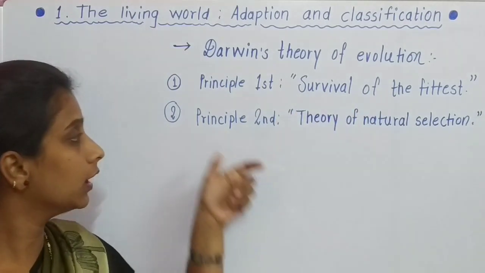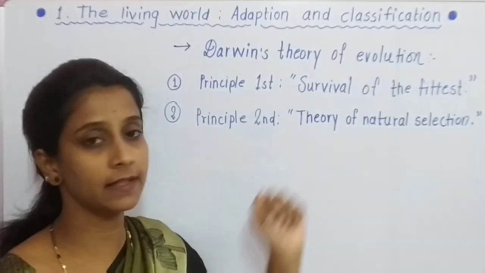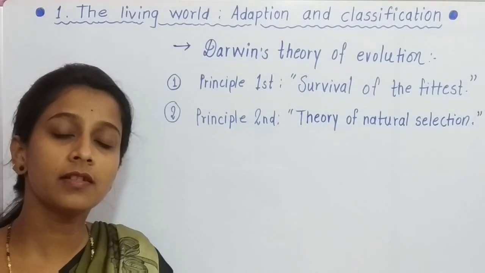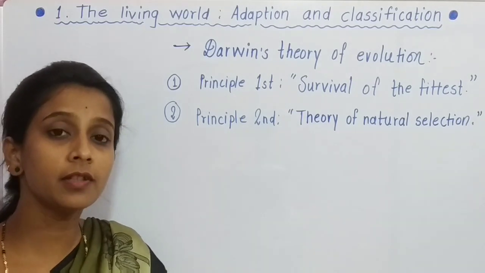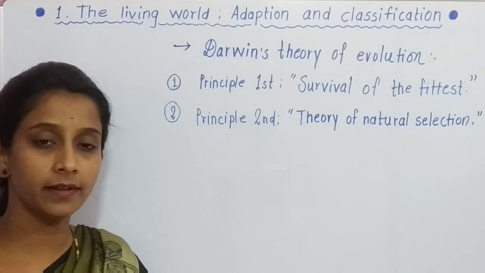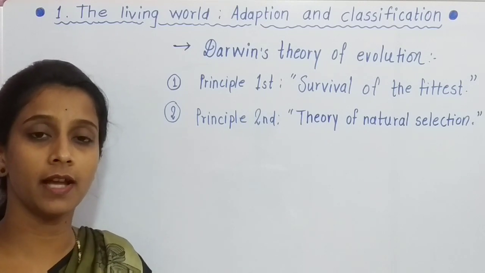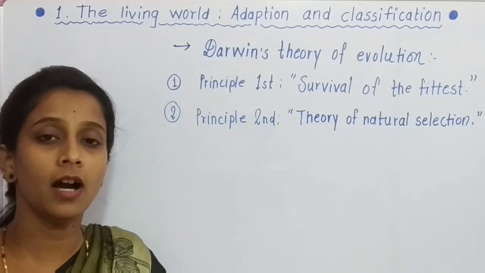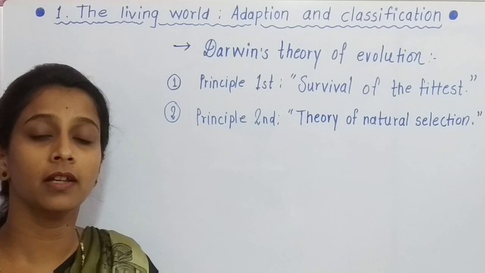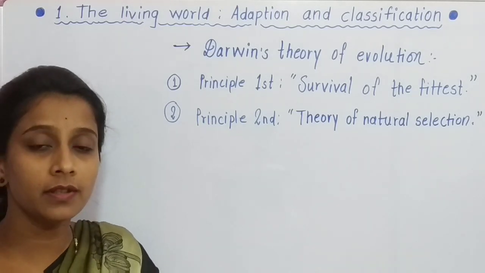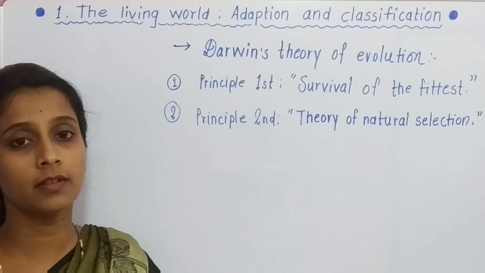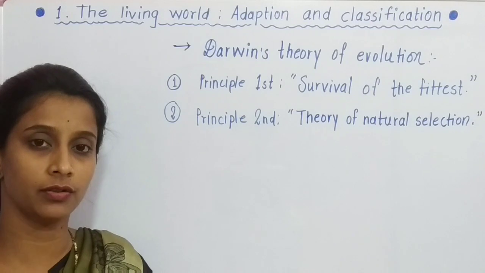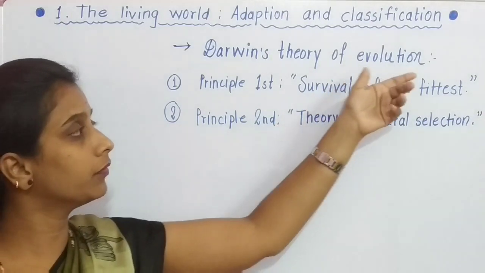Now come to the second principle. It is the theory of natural selection. Now what is natural selection? Some organisms have beneficial characteristics by their birth, and these characteristics are transferred to their next generation, their next population. So this is known as the natural selection theory. It was the second principle of Darwin's theory of evolution. So this is about the theory of evolution.